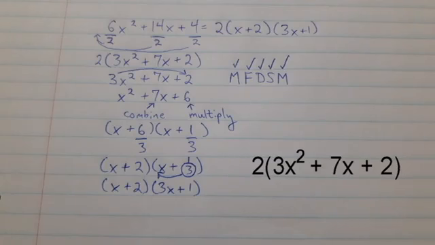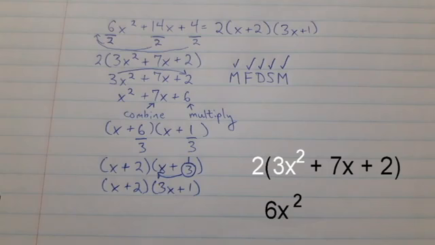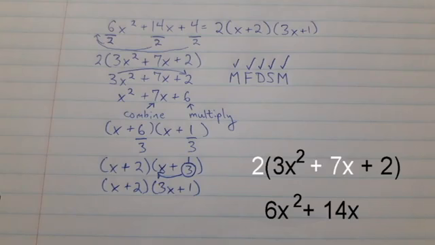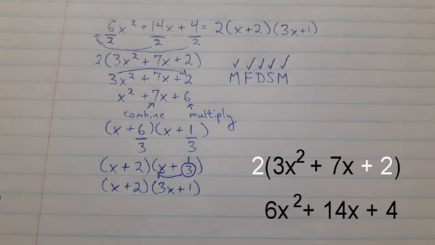And now for our last step, we just have to distribute that 2 into the trinomial. 2 times 3x squared becomes 6x squared, 2 times 7x becomes 14x, and 2 times 2 becomes 4. We can see we made it all the way back to our original trinomial of 6x squared plus 14x plus 4. We can be pretty sure this answer is correct then.